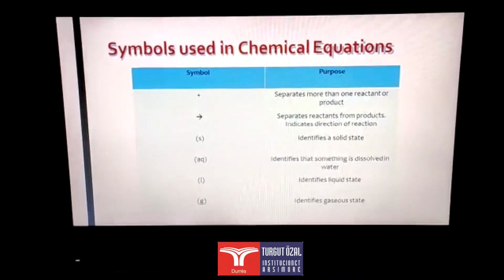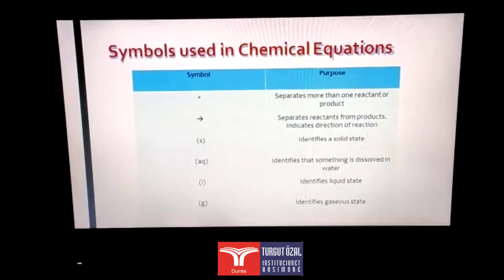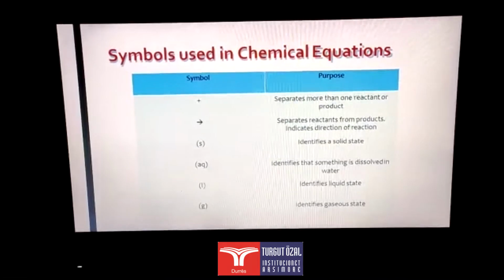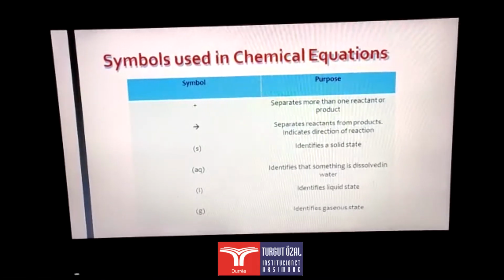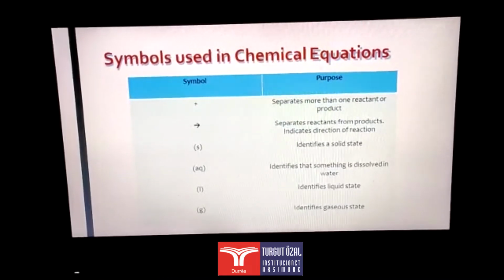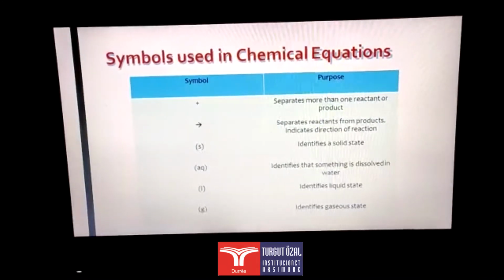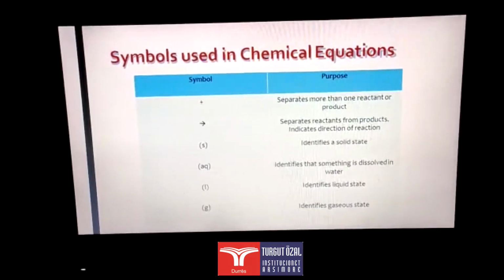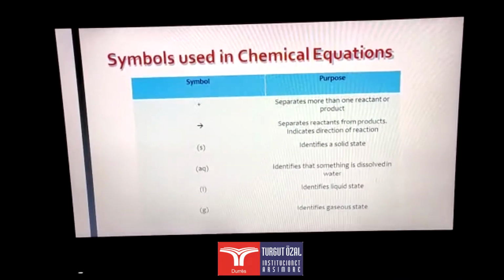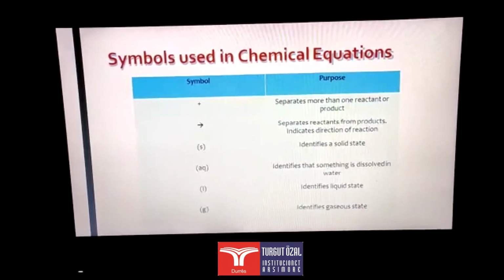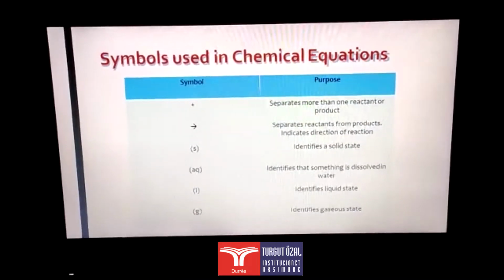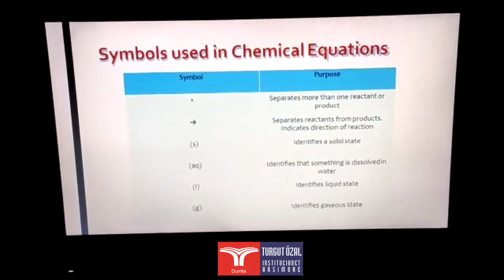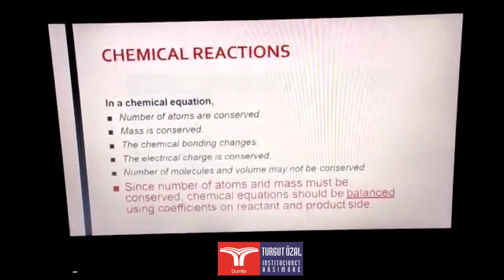The symbols that are used in chemical equations: we have plus, which separates more than one reactant or product. The arrow separates reactants from products and indicates the direction of the reaction. (s) in brackets indicates solid state. (aq) indicates something that is dissolved in water, called aqueous. (l) identifies liquid state and (g) gaseous state.